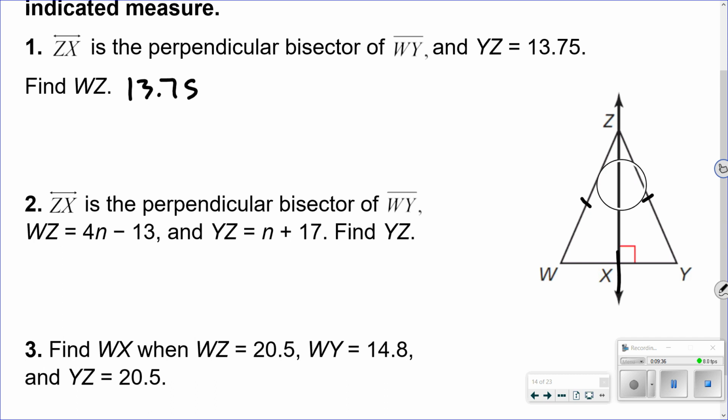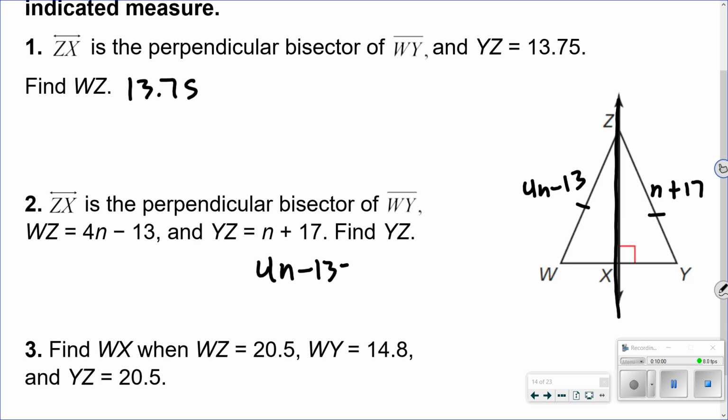Okay, the next one says, if ZX is the perpendicular bisector of WY, WZ equals 4n minus 13, and YZ equals n plus 17. It wants me to find YZ. Well, again, if we know this is the perpendicular bisector, those have to be congruent. So I'm just going to go 4n minus 13 equals n plus 17, and solve that. So 3n equals 30, so n equals 10. It wants me to find YZ, so I plug 10 back in, so you get 27 is the answer.